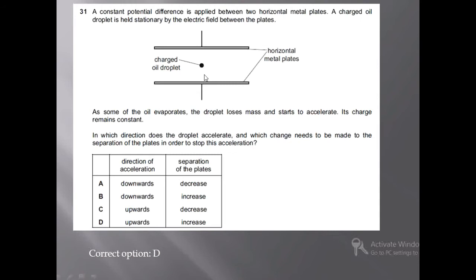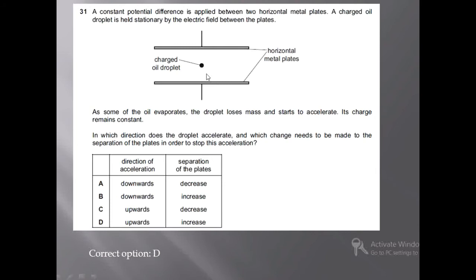And the next part of the question is, what needs to be done in order to stop this acceleration. In order to stop this acceleration, the separation of the plates needs to be increased. Students, we know that the formula to calculate electric field strength is E is equal to F over Q. So E is equal to V over D for a uniform electric field.